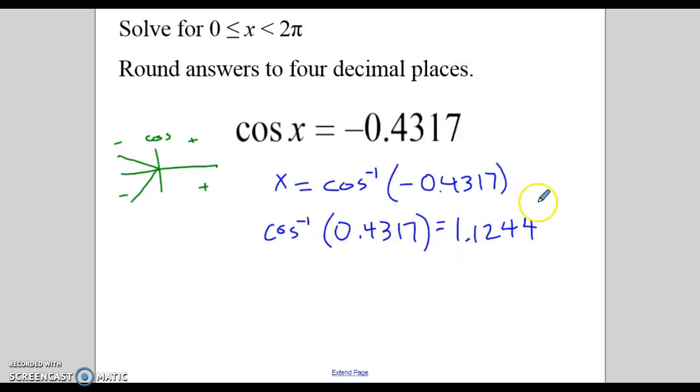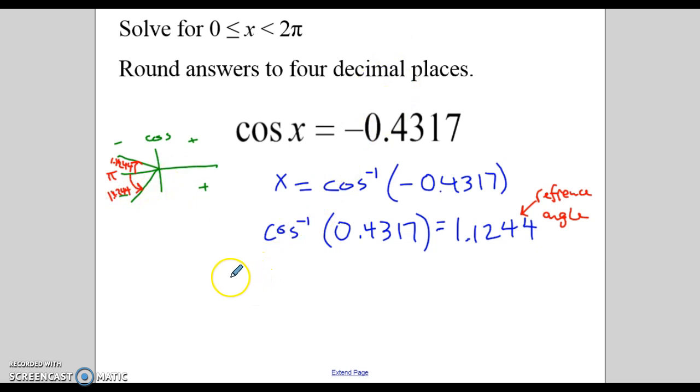The reason I did this, even though it's not an answer, is because this is the reference angle. And what I then do is I put that reference angle in quadrant 2 and quadrant 3 to get my answer. Both of these are going to go from this same point pi, but quadrant 2 will be that much less than pi, and quadrant 3 will be that much more than pi. So I put my reference angle right here. I move that far below pi to get my quadrant 2 answer, and I move that far above pi to get my quadrant 3 answer.